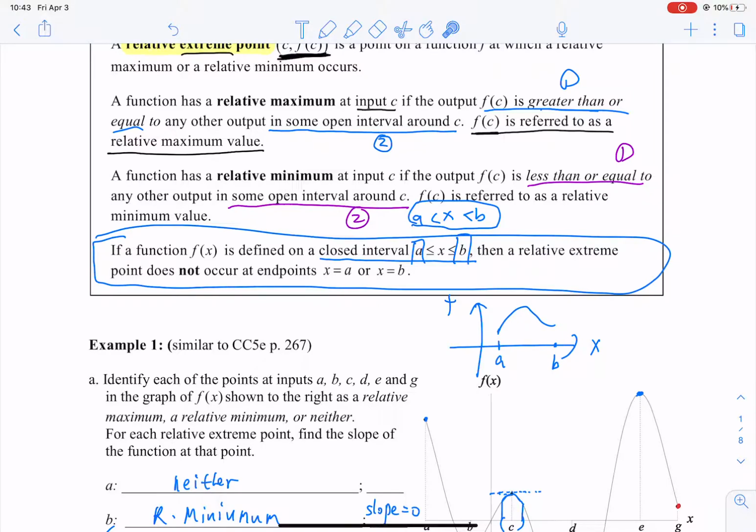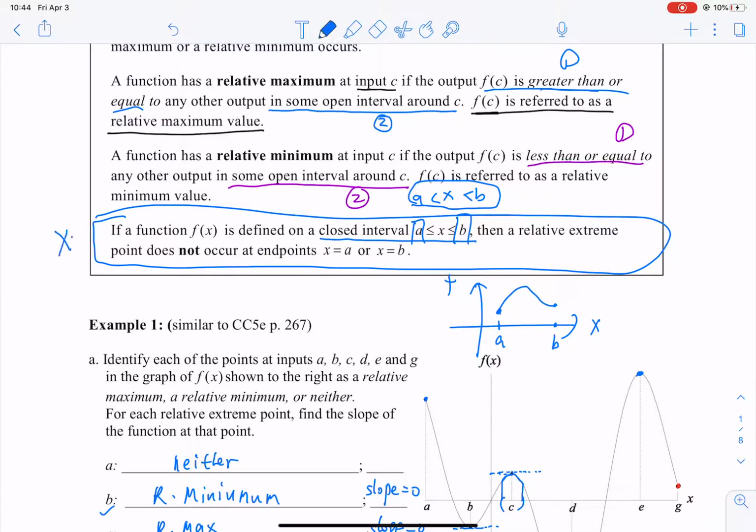So you can see here, this is a closed interval, A and B. And this is a function defined on a closed interval, A to B. Then in this function, this is f of A, this is f of B. In this function, a relative extreme point does not occur at the two end points, A and B. That is because we cannot draw an open interval here. So we cannot use the relative maximum or relative minimum definition to check if the two end points A and B are relative maximums or relative minimums. So this is a very important paragraph. You have to memorize it.